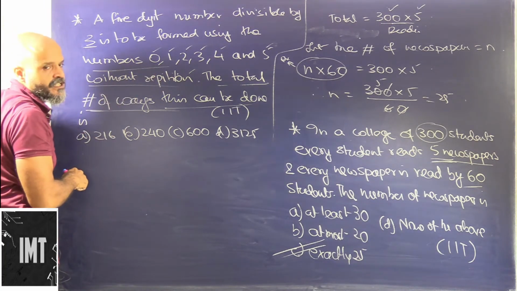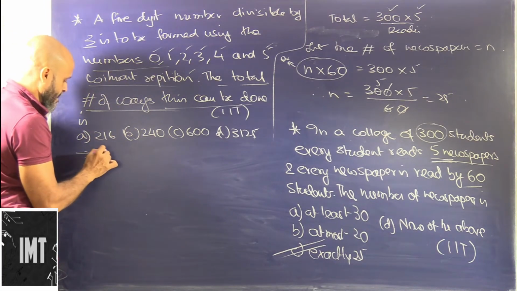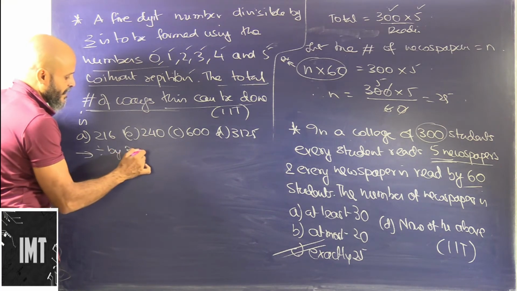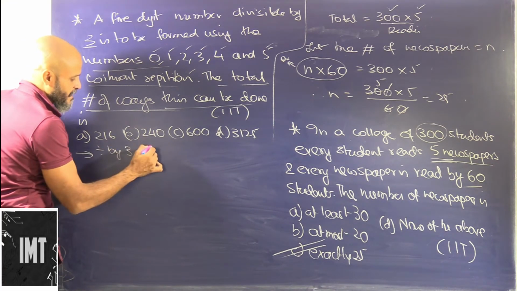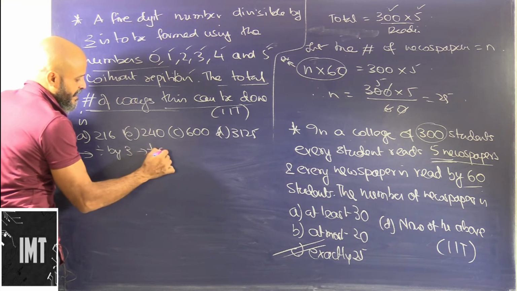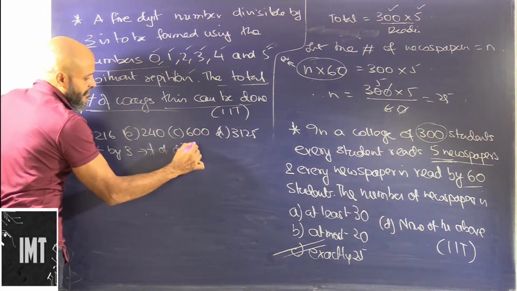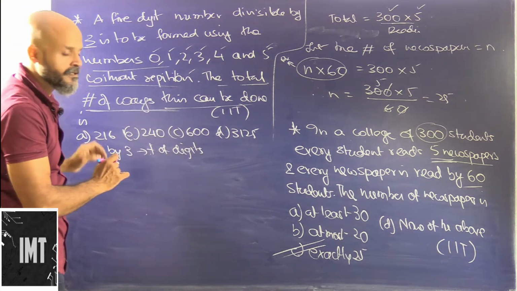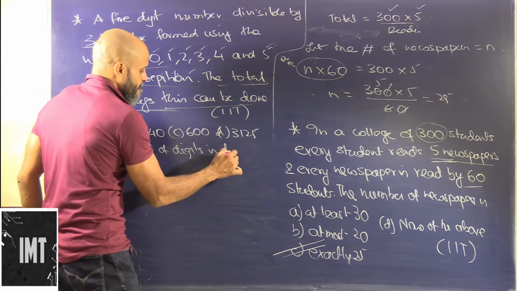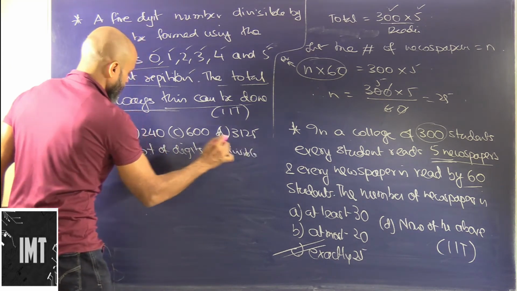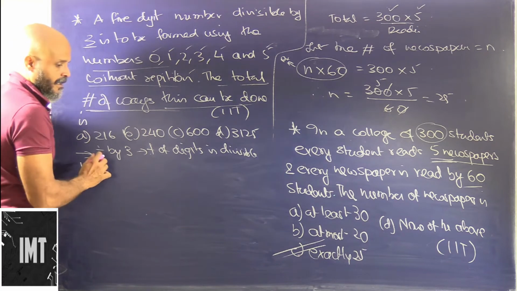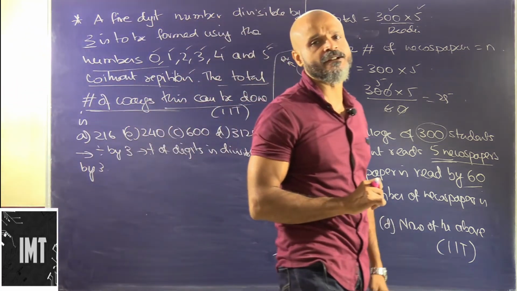A number is divisible by 3 when the sum of the digits is divisible by 3. Sum of the digits, right? We have studied this in earlier classes. A number is divisible by 3 when the sum of the digits is divisible by 3.